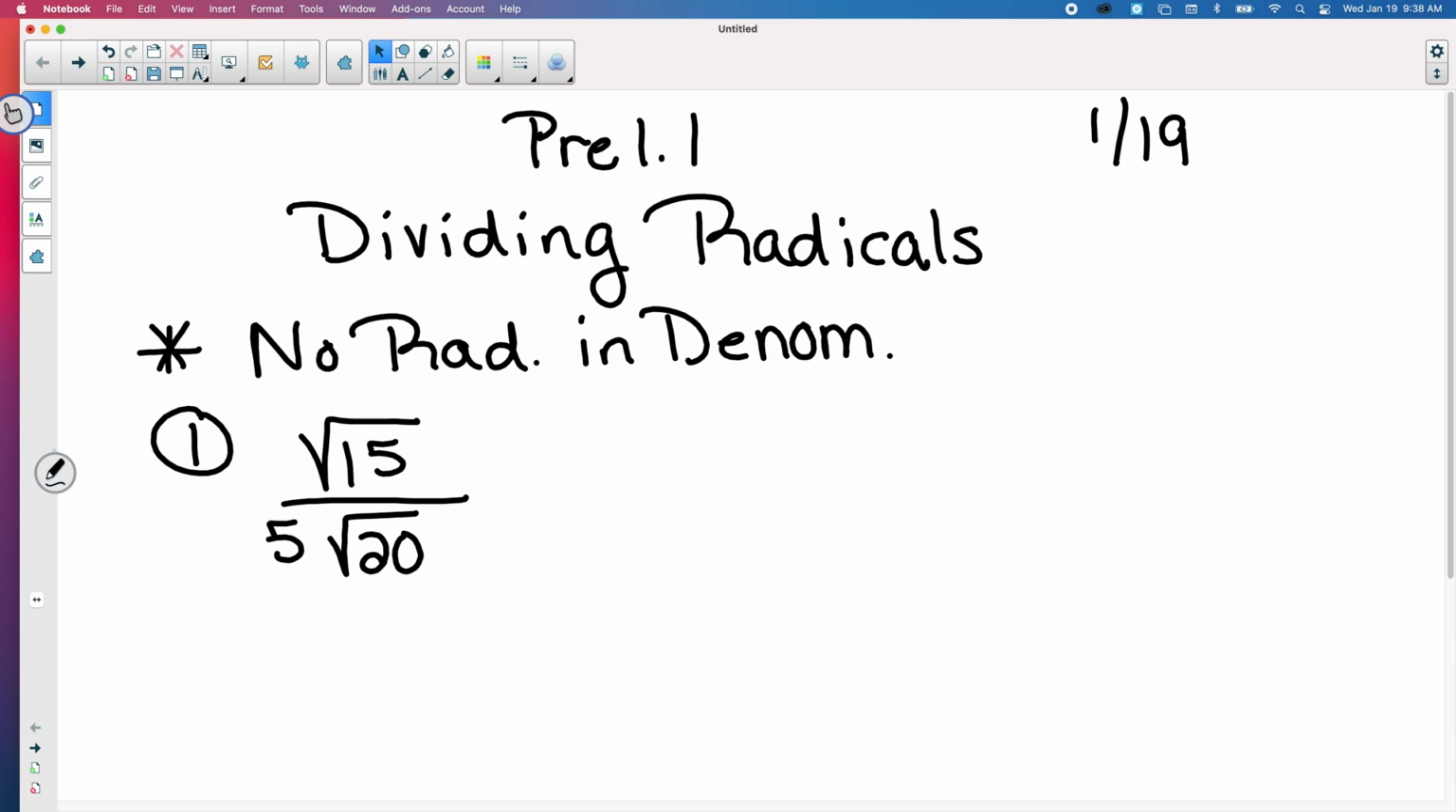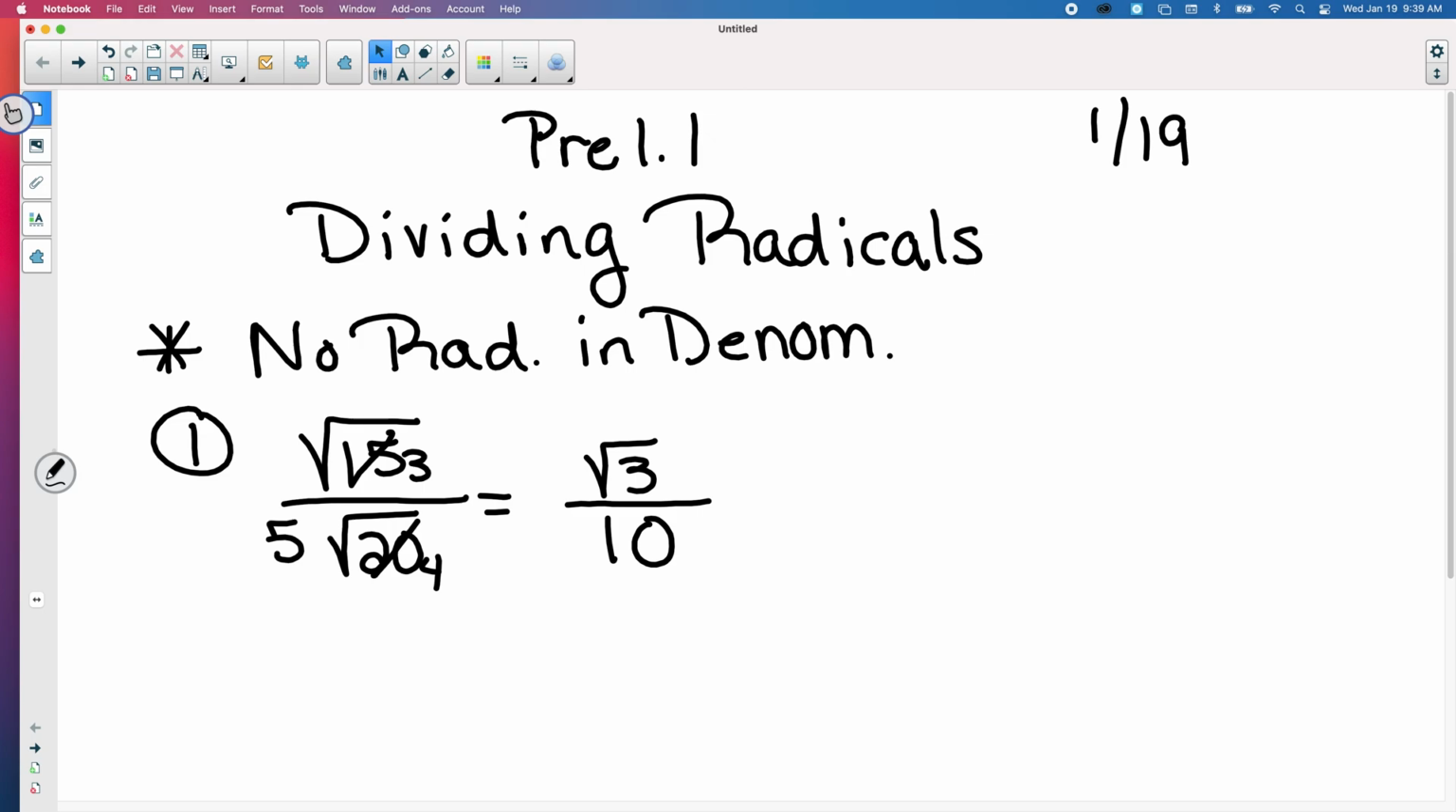So if I wanted to cancel a common factor, what do 15 and 20 have in common? 5. So this would become a 3, and this would become a 4. Okay, but what is the square root of 4? 2. So what does your denominator become? 10. So that would get rid of your need to multiply top and bottom by radical 20. So that's probably the easiest way.